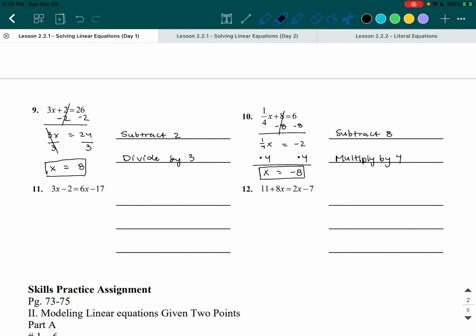Okay, let's try number 11 and 12. They're a little bit trickier, but I want you to pause the video, try it on your own, and come back. And if you make a mistake, don't worry. This is all part of the learning process anyways. So give it a try.